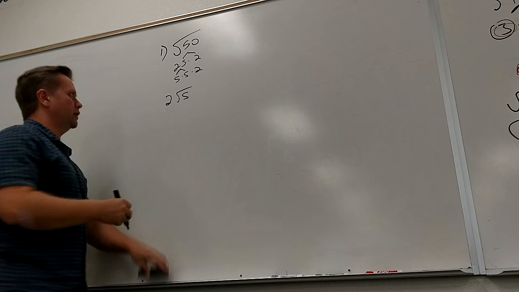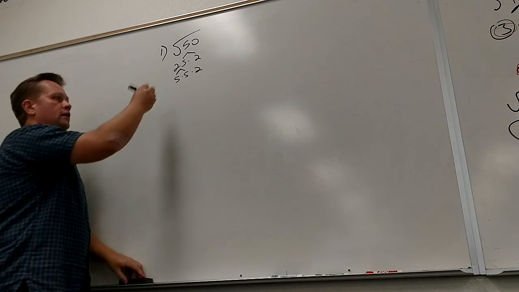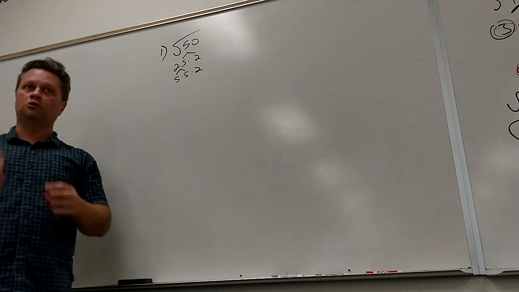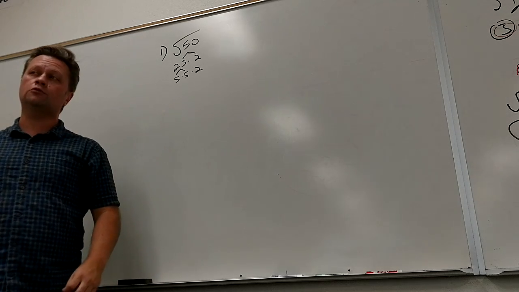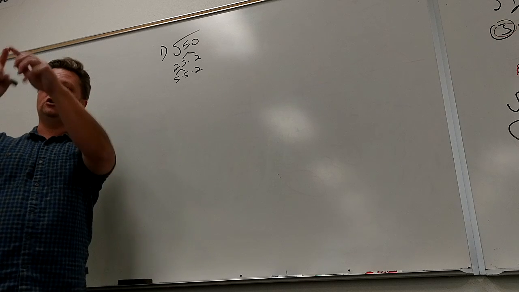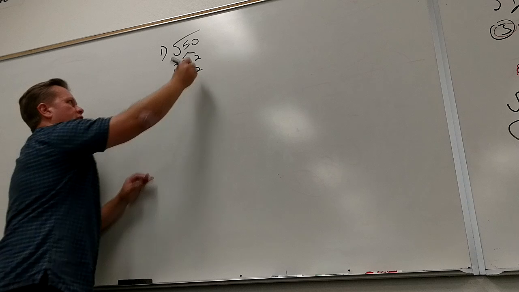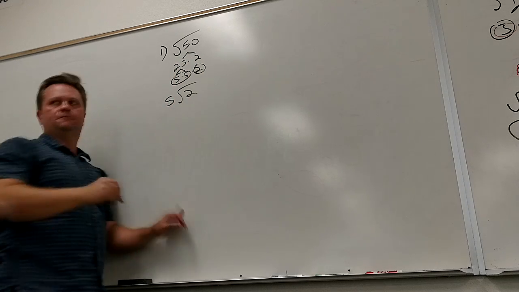Right? What goes on the outside? Why? Because there's two of them. So that means I can do the square root of it. I can only do the square root of a number that has two numbers in it. So I see 2 5s, so I put a 5 out front, and the poor little 2 is left inside.